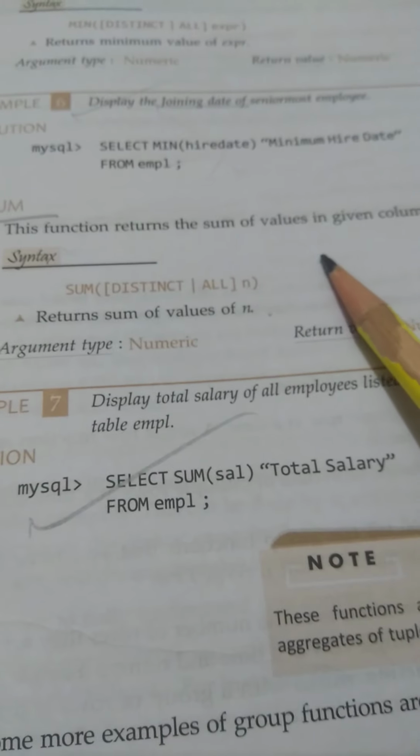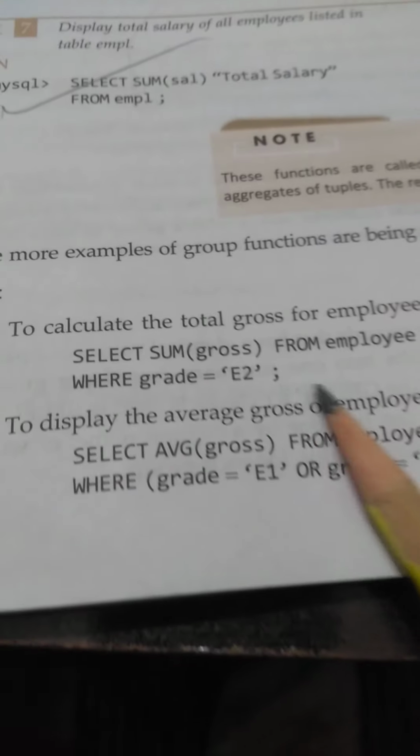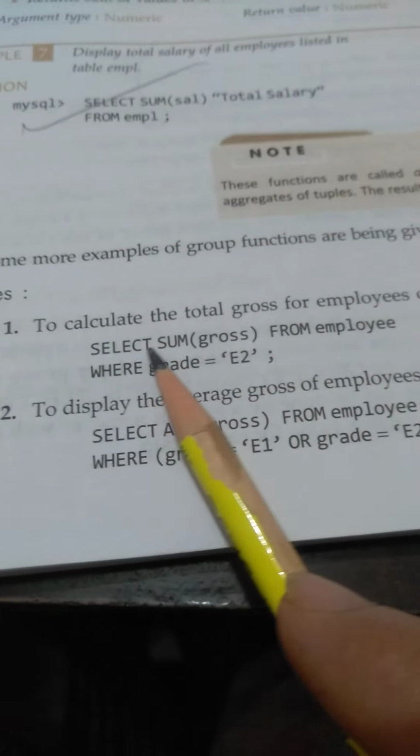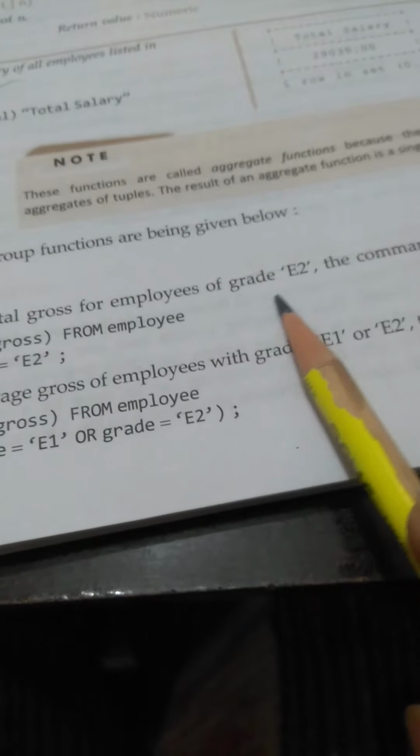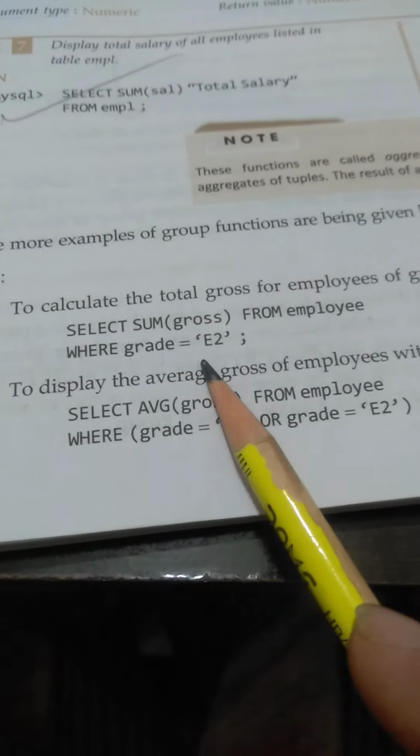Sum function will return the sum of the values. Select sum of total salary like that. Okay, sum of the gross. To calculate the total gross for employees of grade E2, select sum gross from employee where grade is equal to E2. Like that we can do it.